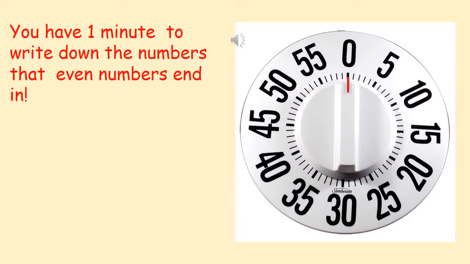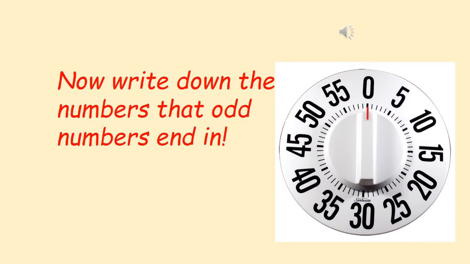You've got 1 minute to write down the numbers that even numbers end in. Even numbers end in 0, 2, 4, 6, 8. Now write down the numbers that odd numbers end in. Pause the video while you do that. Odd numbers end in 1, 3, 5, 7 and 9.